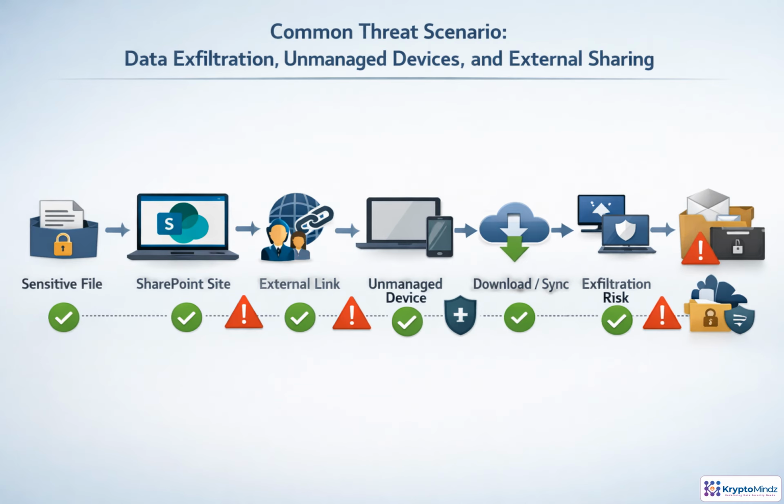Data exfiltration in Microsoft 365 often starts with normal collaboration. A sensitive file is stored in SharePoint, shared through a link, opened by an external user, and then accessed from a device the organization does not manage. If that session allows download or sync, the data can leave protected storage very quickly. Control points matter at each step.